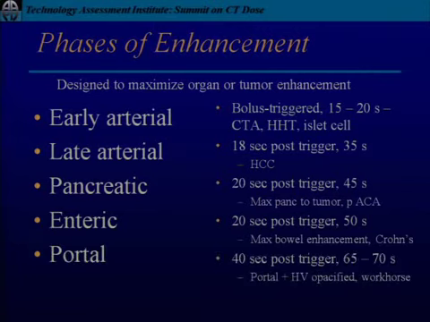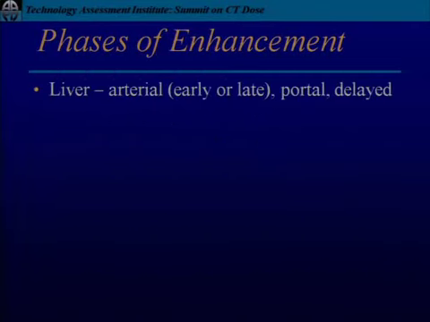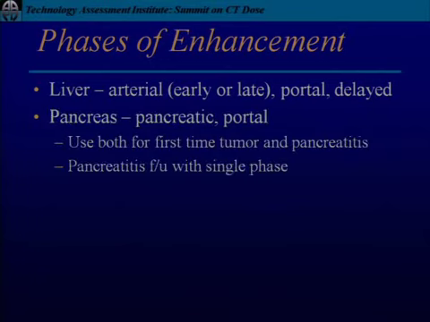The portal phase, of course, is our workhorse, where both the portal vein and hepatic veins are opacified within the liver. And that usually occurs 60 to 70 seconds after injection. And then delayed imaging we use for tumor washout, and that occurs minutes after the injection. So for the liver, we typically would use 3 phases, an early or late arterial phase depending on the suspected pathology, as well as a portal and delayed phase.